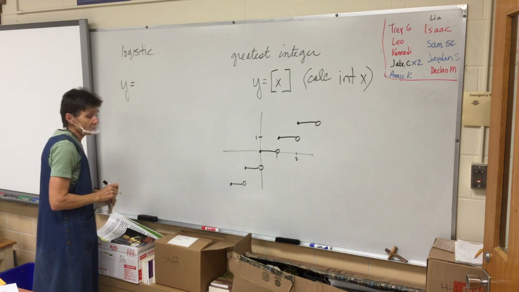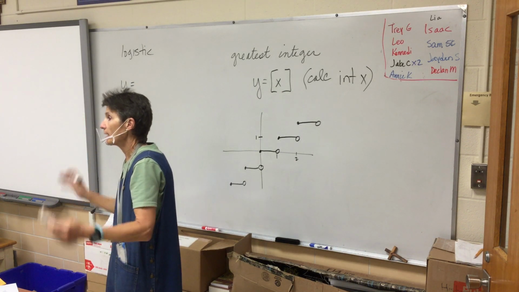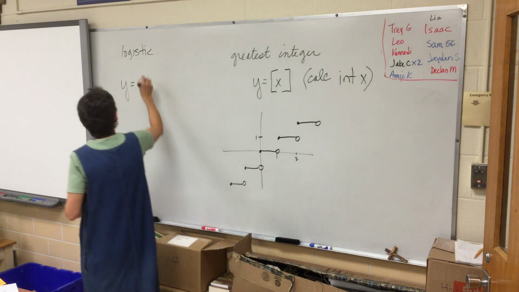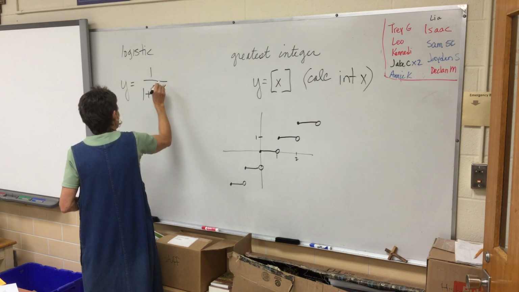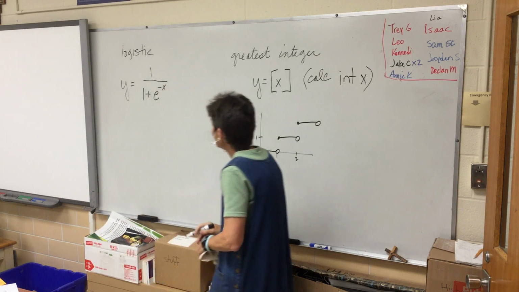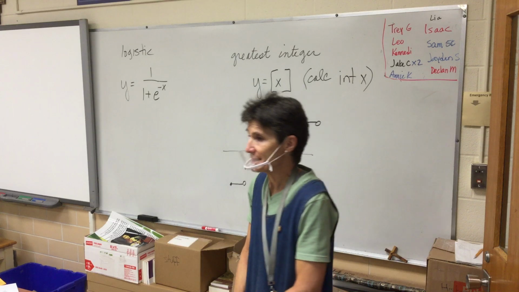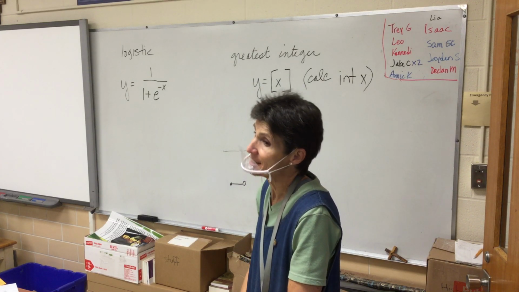This is the hardest equation. Most of the equations are pretty easy. You know, x cubed, log x, they're pretty easy. This one is a little bit crazier. So it's 1 over 1 plus e to the negative x. That is the hardest equation.